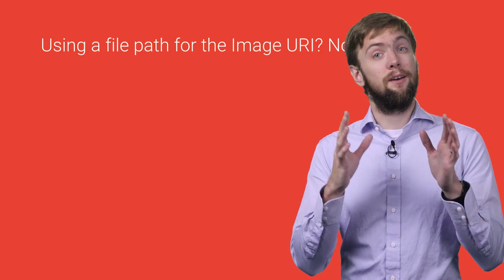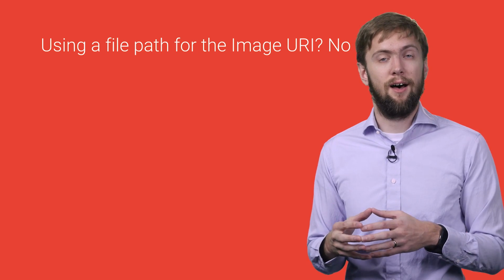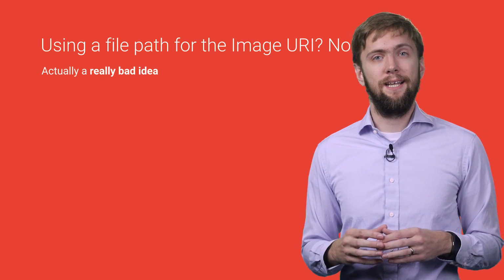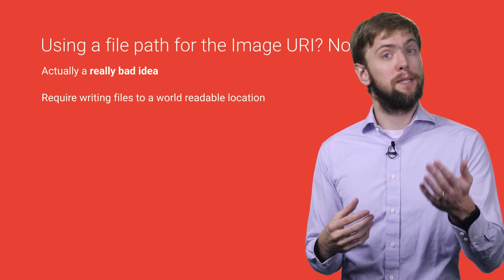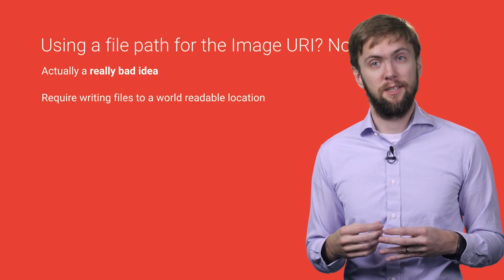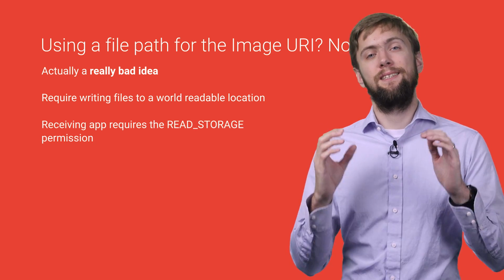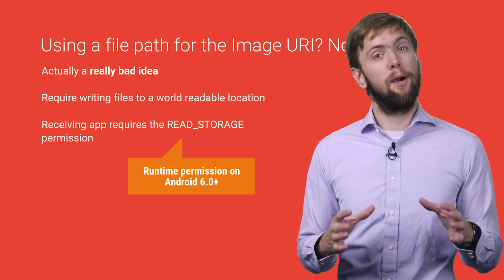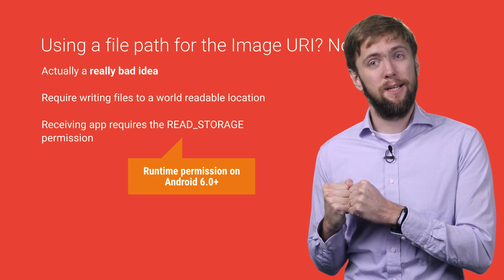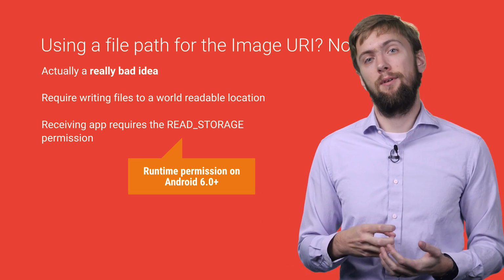You'd think this could be a file path to the image itself. It's actually a really bad idea. It means you need to write the file somewhere accessible to other apps, potentially needing the write storage permission. And the receiving app would definitely need the read storage permission. With Android 6.0 Marshmallow, those are dangerous permissions that need to be requested at runtime.